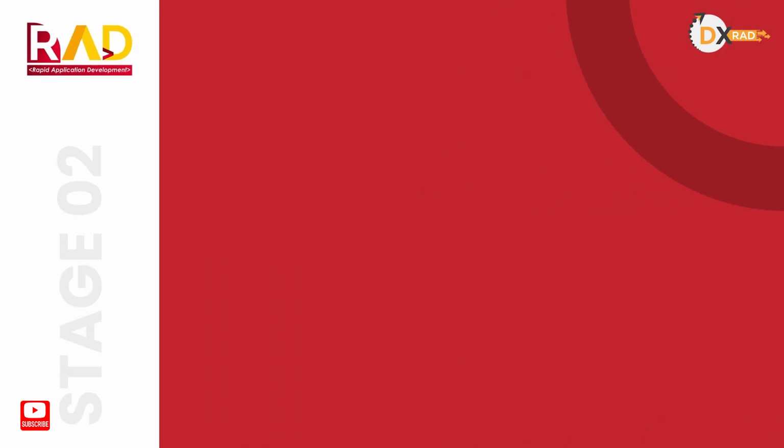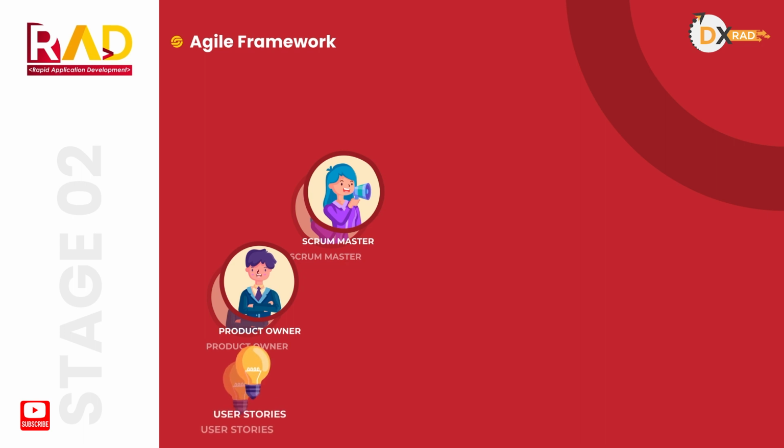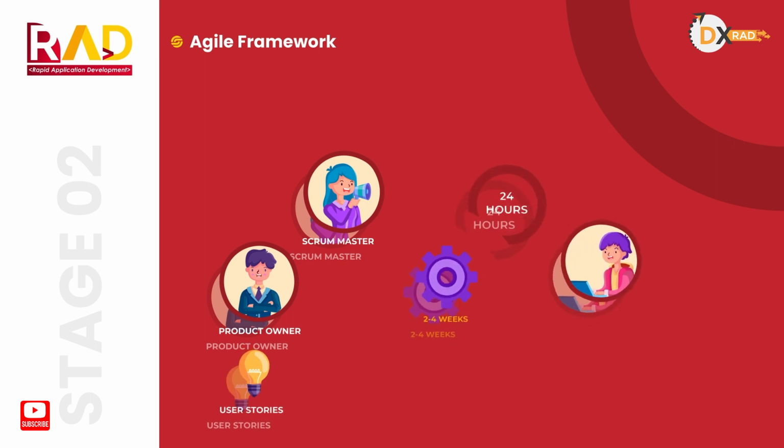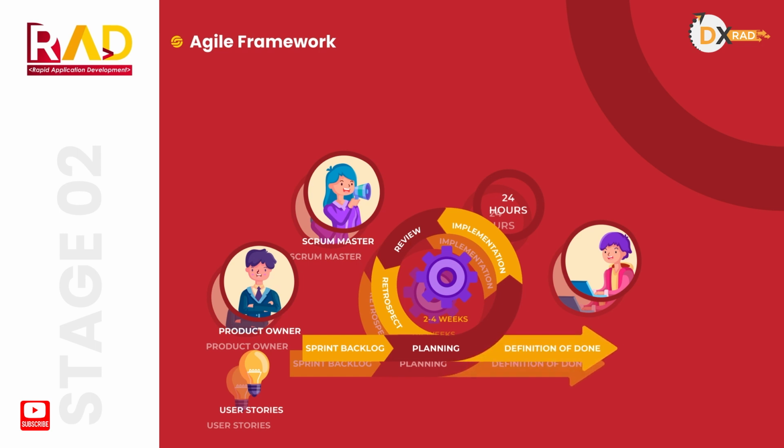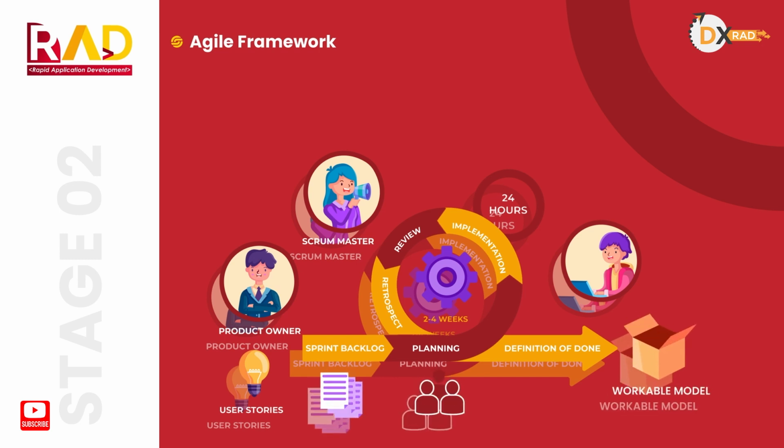Now we will learn what we are going to teach you in the Agile framework. The Agile framework consists of the Scrum process, with details like Scrum Master, Product Owner, what is a user story, how many weeks the user story should go, like sprint backlog, planning, implementation, review, sprint retrospective, and definition of done. Definition of done is similar to a workable model, and the Scrum process will start from Spike 0 to Sprint n. Spike 0 is called Sprint 0.